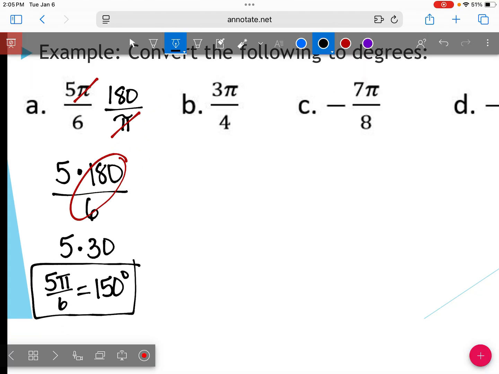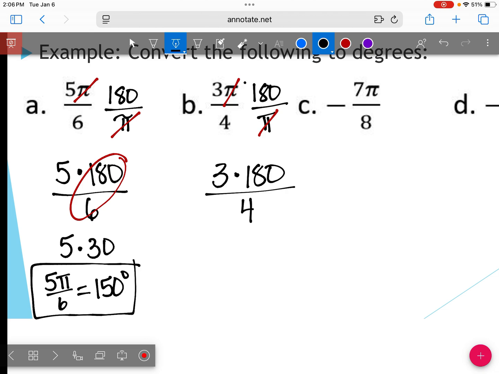All right, let's look at question B. Again, I'm taking 180 over pi. Pi is going to go away. So I have 3 times 180 divided by 4. Now, I know how many times 4 goes into 180, but I don't think that's a common quotient that we know.